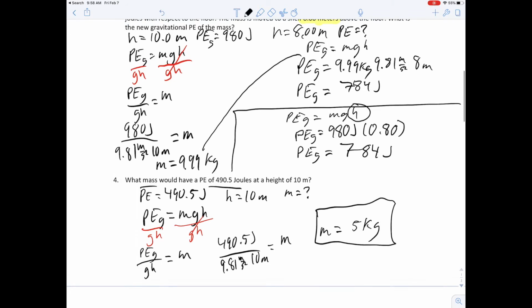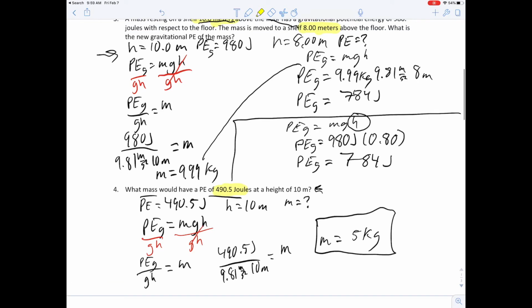And it should just make sense, because if you look at the last problem up here, we had a height of 10 meters, and it was 980 joules. Again, we're at 10 meters here, and we see that the amount of energy is approximately half of what it was. So it totally makes sense. Half the mass, half the energy.